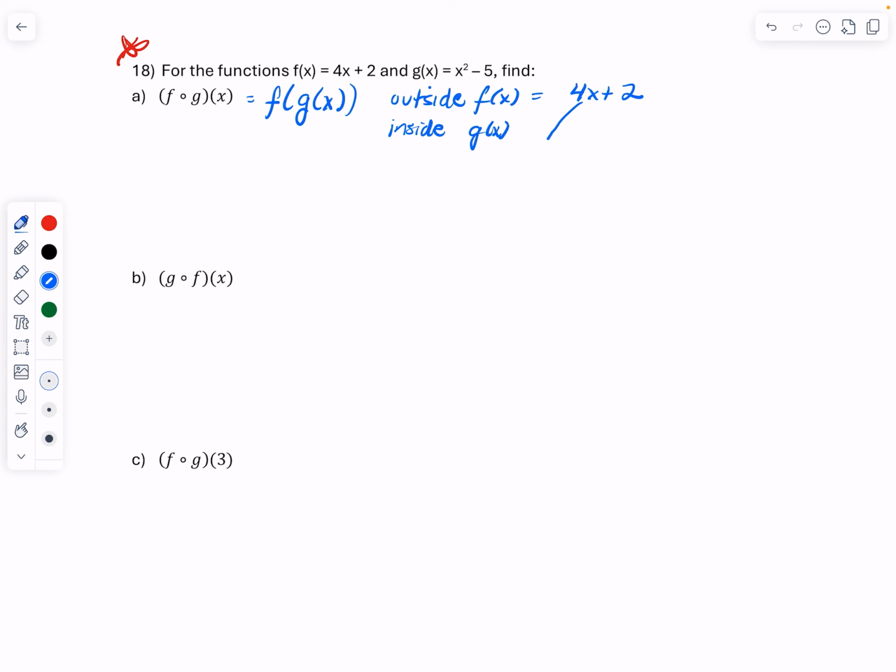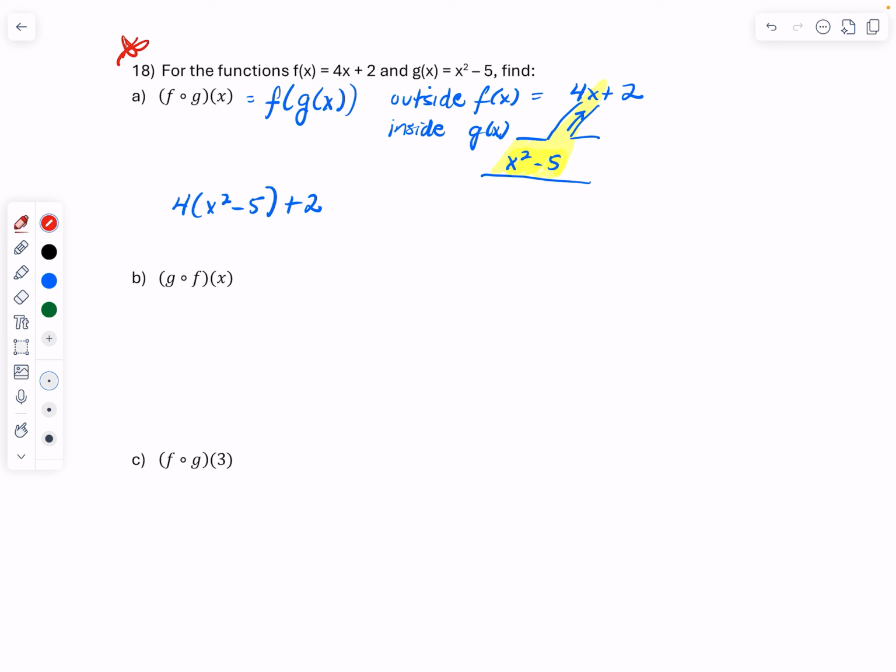So wherever I see x in the original equation, I am going to plug in what g of x equals, which is x squared minus 5. If you think of driving, you're merging in wherever you see x in the outside function. You're merging the inside function in for x. So I made a little diagram here. Okay, so that looks like this: 4 times x squared minus 5 plus 2.